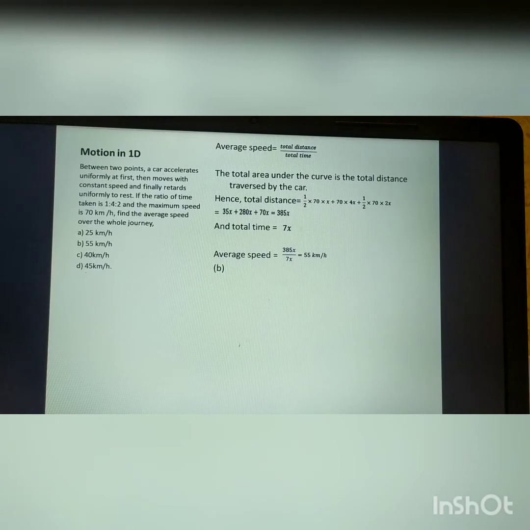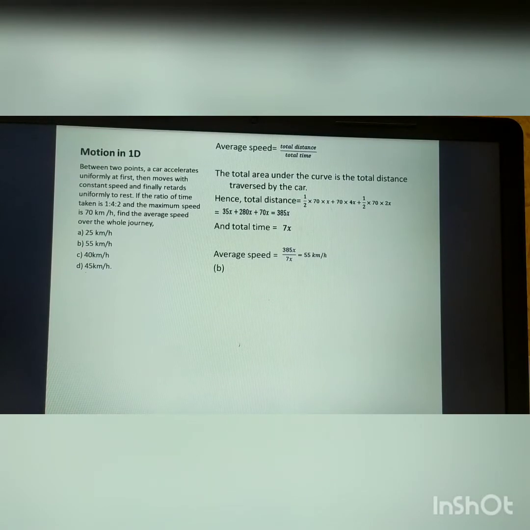So today I will solve two problems from physics of chapter motion in one dimension. The first problem is, you can see on the left-hand side of the screen: between 2 points a car accelerates uniformly at first, then moves with constant speed, and finally returns uniformly to rest. If the ratio of the time taken is 1 is to 4 is to 2 and the maximum speed is 70 km per hour, then find the average speed.